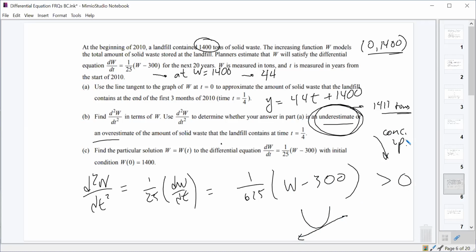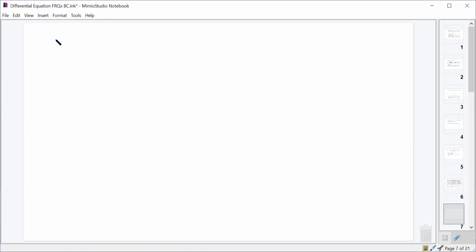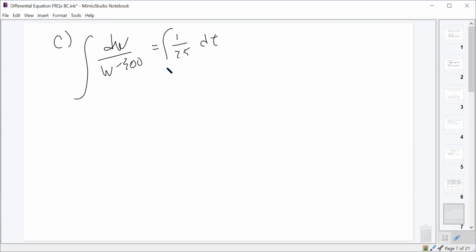Good question. I will tell you once we do the last part what each part was worth. All right, part C. We are solving the differential equation. So what was it? It was dW over (W minus 300), if you separate it, equals 1/25 dt. Is that right? Yeah. Okay. And we'll integrate the dW over (W minus 300) to get natural log absolute value of (W minus 300) equals 1/25 t plus your constant.